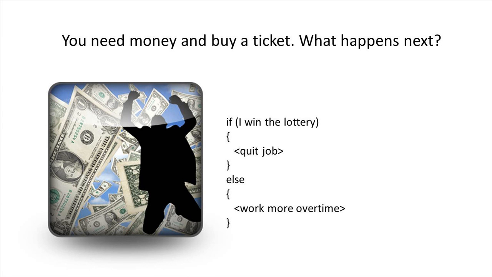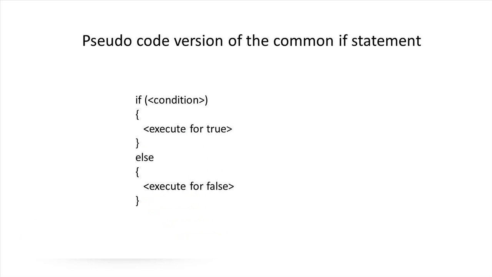The pseudocode example of this situation would look like this. If I win the lottery, then I'll quit my job, or else I'll work more overtime. The course of running your life in code terms is called the execution of the code. The most common way to compare values and change the execution flow of your code is with the usage of the if statement. Here is the C# pseudocode for an if-else statement.